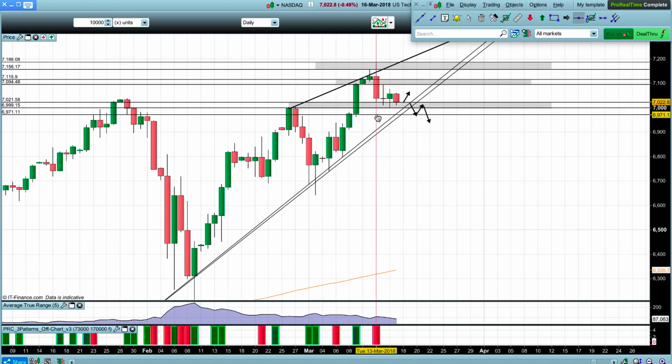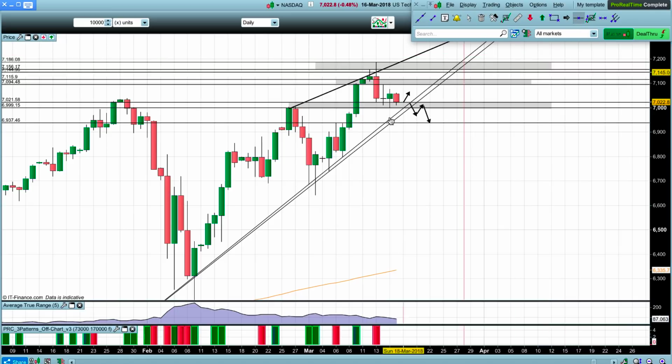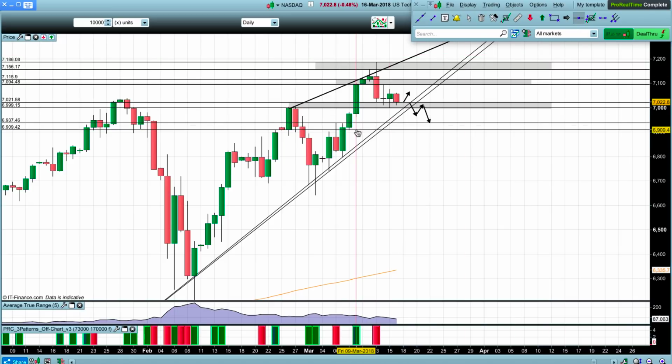Now down below, we've got a few levels of pretty good support down here. 6,940, down toward, let's have a look at this. This is really going to be two zones for me. So we'll take this one down to, just trying to get this right in my head. Let's have a look. We're at about 6,910.